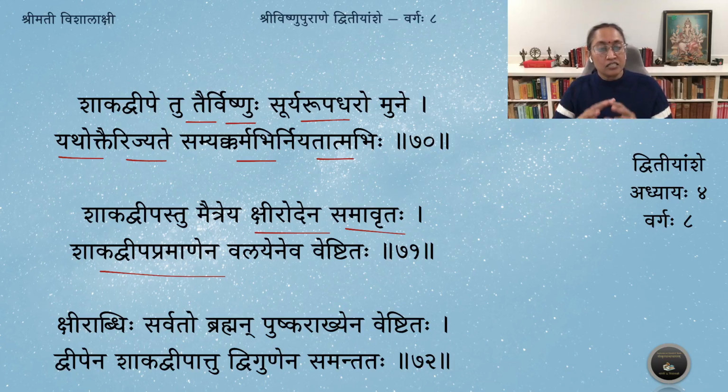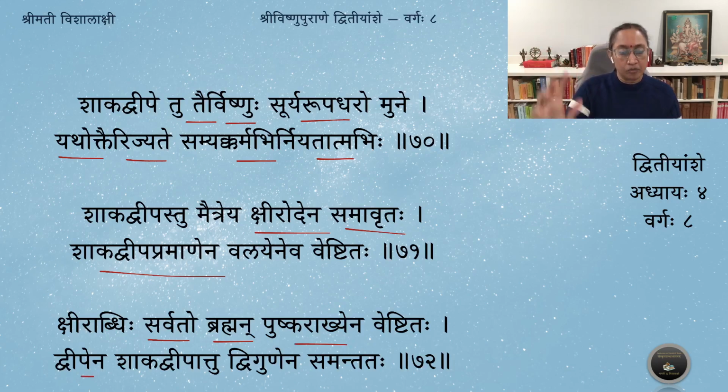Pushkaradvipam. This Pushkaradvipena veshtitaha Kshirabdihi. The Kshirasagaram is surrounded, veshtitaha, on all directions. He Brahmanna Maitreya iti Pushkarakhyena Dvipena, by the island named Pushkara. Shakadvipat Dvigunena Samantataha. This Pushkara island is also Dviguna, twice the size of Shakadvipa, surrounding it on all directions.